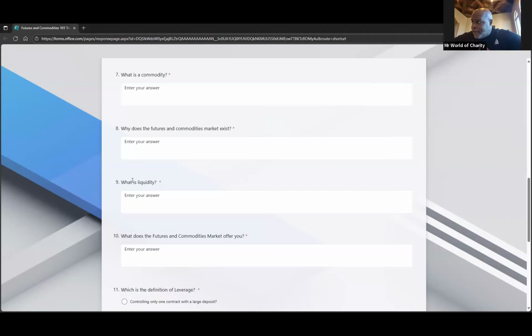Okay, y'all, what is the floor? The floor is what? Support. Okay. So what is the ceiling? Resistance. The ceiling is the resistance. The floor is support, the ceiling is resistance.